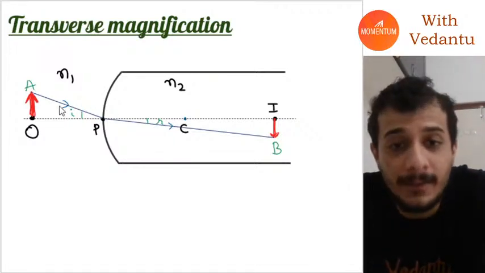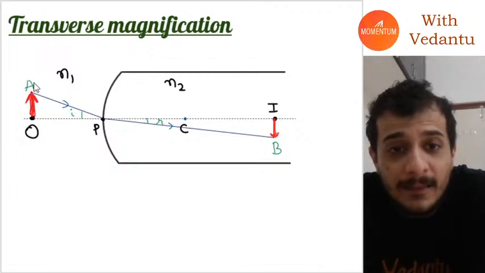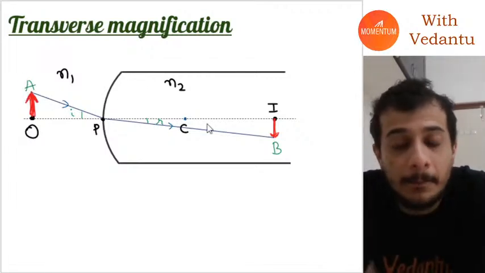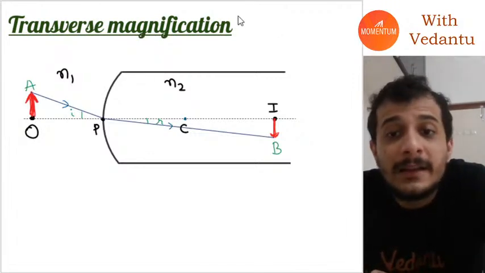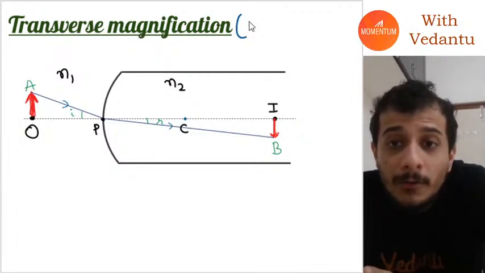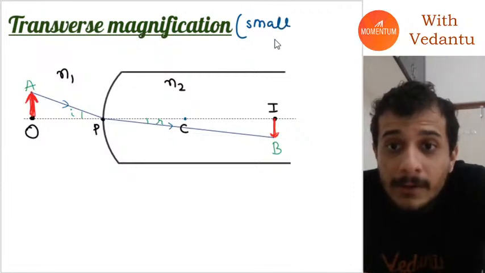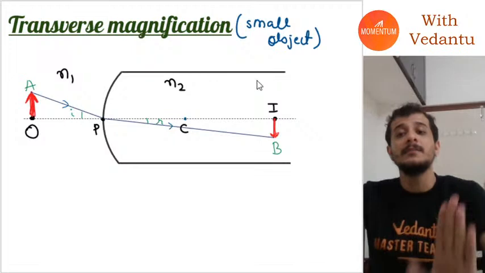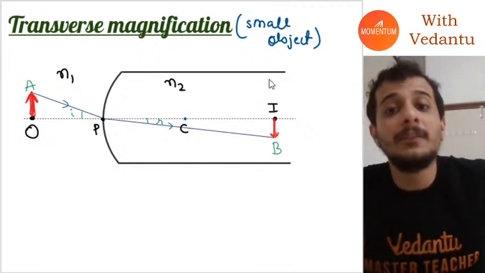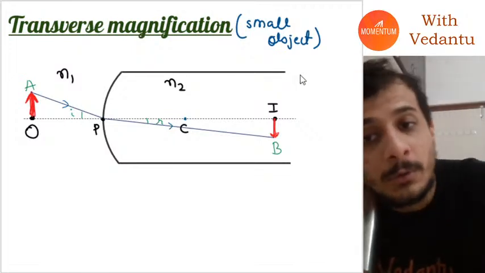So let's say this is I and R, and let's say this is A and B. By the way, this formula that I'm going to give you is only derived for small objects. The height of the object is supposed to be very, very small. Otherwise, the formula that we derive is not going to be valid.